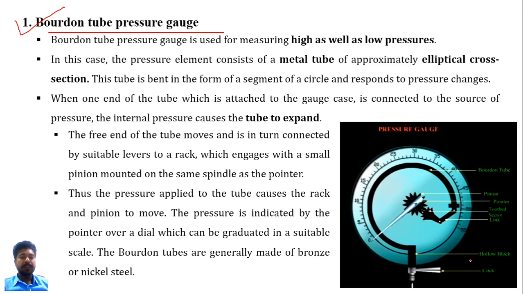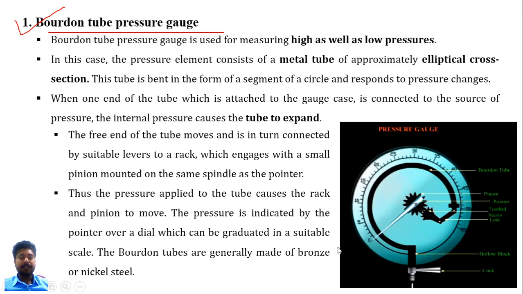In this diagram you can see the basic construction of the Bourdon tube pressure gauge. From the bottom side we can see the inlet of pressure, and there is a cock for the opening and closing of the valve. Next to this valve there is a hollow line which is connected directly to the Bourdon tube. This is the metallic Bourdon tube, and it can deform. This Bourdon tube is connected to the tooth sector by means of a linkage mechanism.